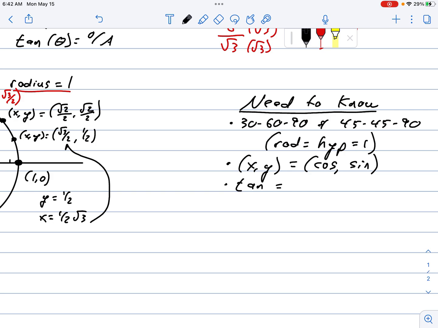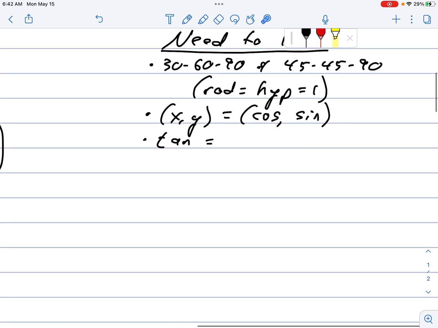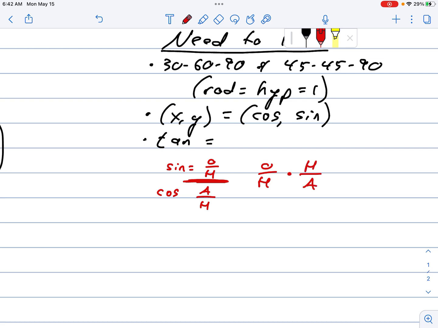Okay, two things. Tangent we don't ever talk about. Tangent is not in this list. How do I find tangent? Well, a little side note. If sine is opposite over hypotenuse, and cosine is adjacent over hypotenuse, if I divide those two fractions, that's the same as multiplying by the reciprocal. The hypotenuses cancel out, and I get opposite over adjacent, which is tangent. That shows that tangent is not a basic function, because it is just sine divided by cosine. It's just the division.